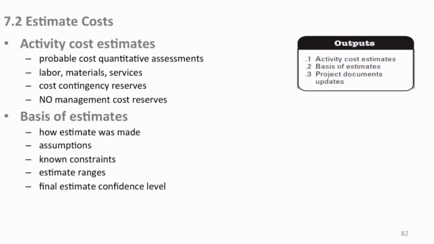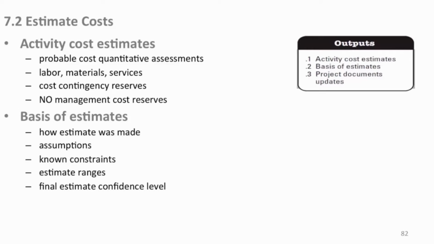Cost contingency reserves, of course, is a cost you need to consider. Management cost reserves should be considered, but they're not going to be part of your activity cost. They'll be up above your project budget in a special account that hopefully will be there yet when you need to call on them should you have an adverse risk event that you'd never even considered.